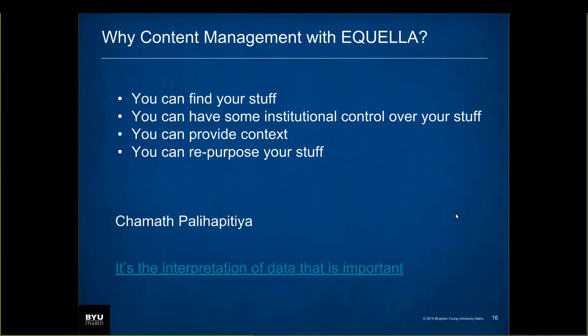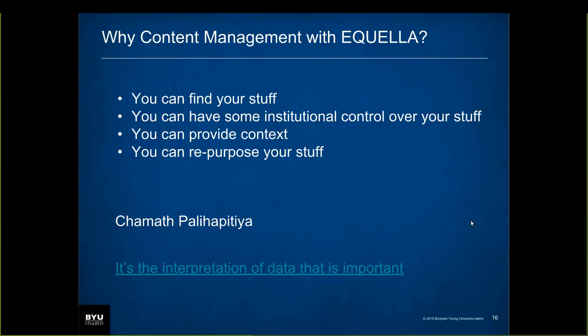And I kind of break it down into these four bullet points. With EQUELLA, you can find your stuff, you can have institutional control of your stuff, and you can provide context by tagging. You can also repurpose your stuff. And I have a little video clip that I won't show here by Chamath Palihapitiya. He is a venture capitalist who was an early executive at Facebook and he's broken off and is doing his own thing now. I think his company is called Human Capital. But in this video, he talks about all of the images that are in the iCloud, all those photos that people take and put up there. And he said, that's great, but a couple million images aren't much good to you if they don't have context, if they're not tagged. It's the tagging or the interpretation of the data that makes it valuable. And if you just have your data on a file server of some kind, like Box or Dropbox, you don't have that context that you want.